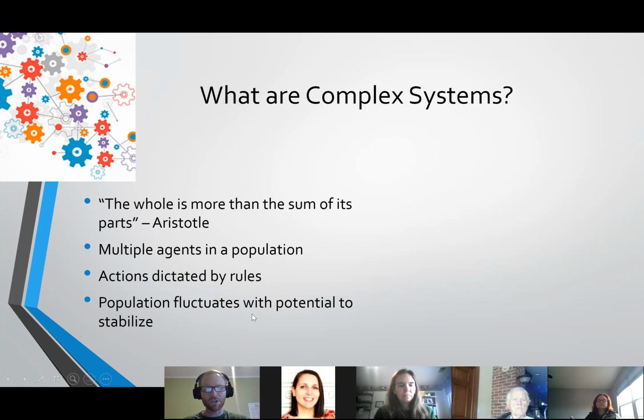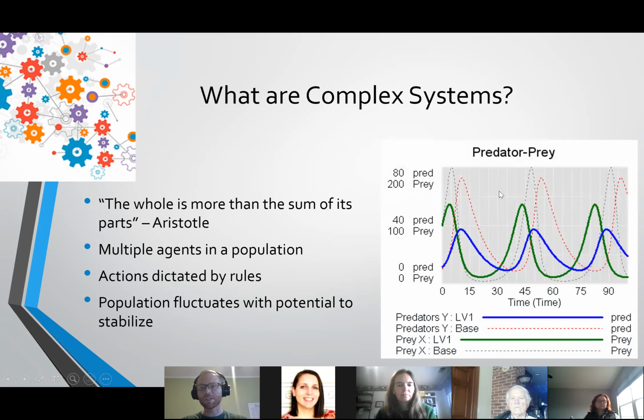They're going to change, they could stabilize, they could reach some sort of homeostasis, or something like the predator-prey relationship that many of us are used to, where you have the prey go up and then the predator follows, and then there's too much predator and the prey goes down, and so forth. So this is a great example of a complex system where we have different entities acting upon each other and affecting each other, but still following rules.